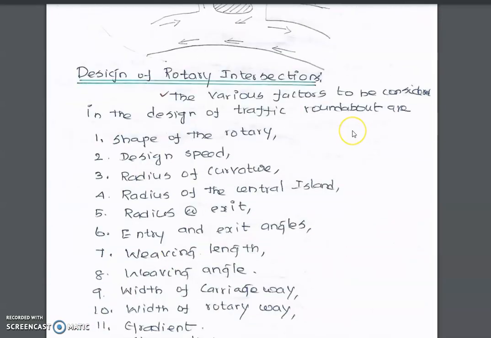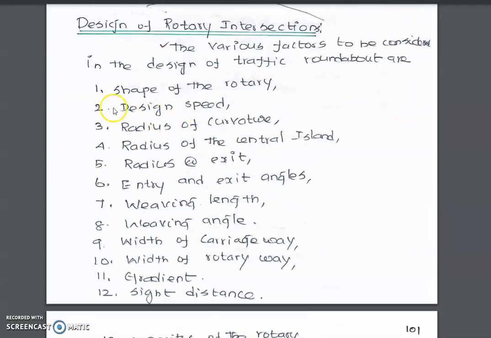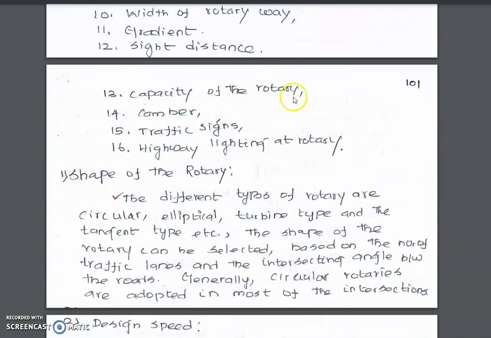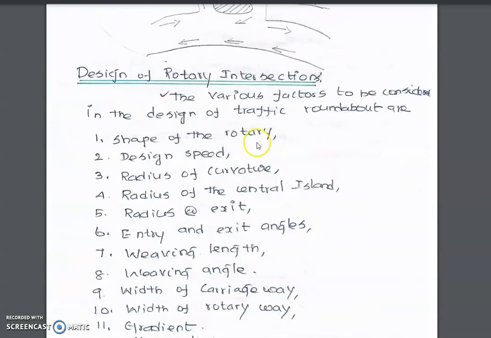Then the design of rotary intersection. The various factors to be considered in the design of a traffic rotary are: first one is the shape of the rotary, design speed, radius of curvature, radius of the central island, then radius at exit area, entry and exit angles, weaving length, weaving angle, width of carriageway, then width of rotary way, gradient, sight distance, then capacity of the rotary, then camber, traffic sign, highway lighting at rotary. So these 16 parameters we have to consider carefully at the time of doing the rotary intersection design.